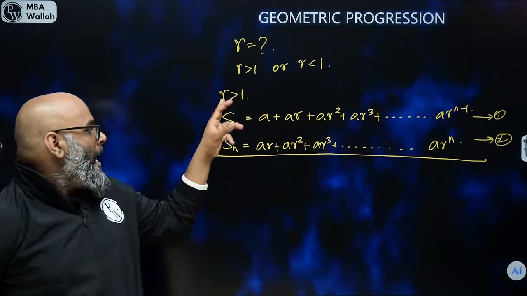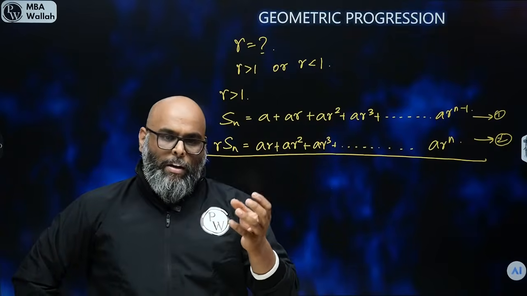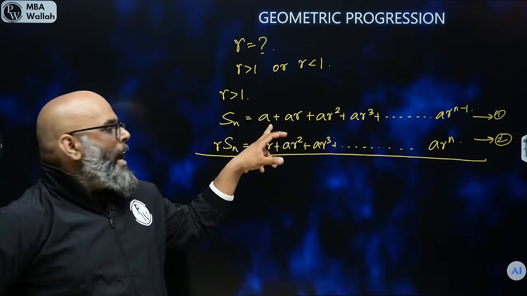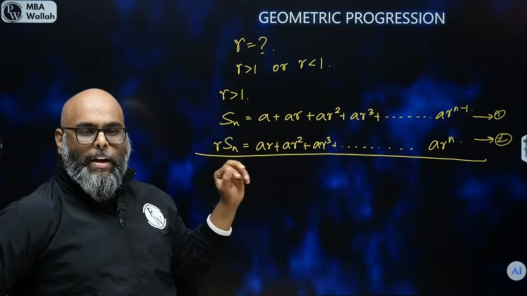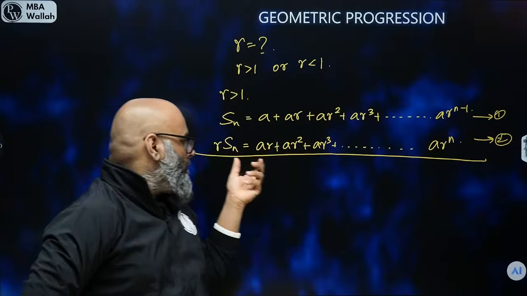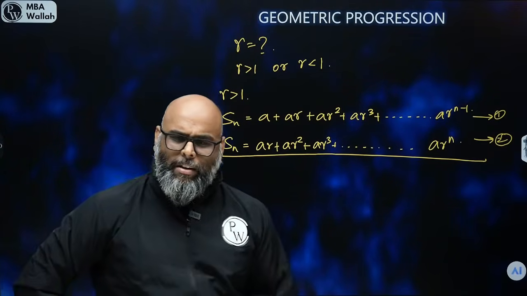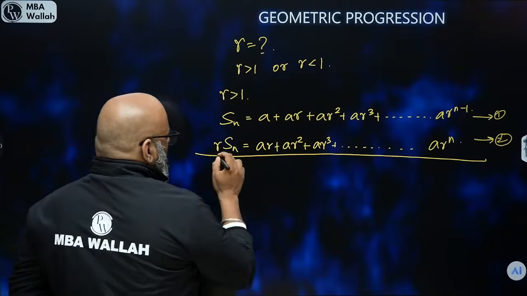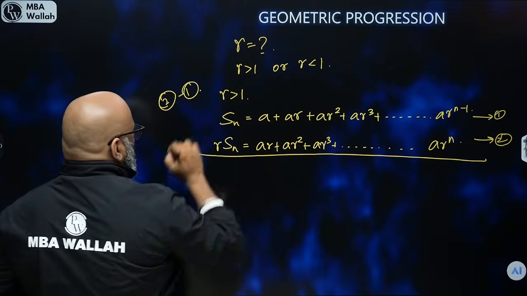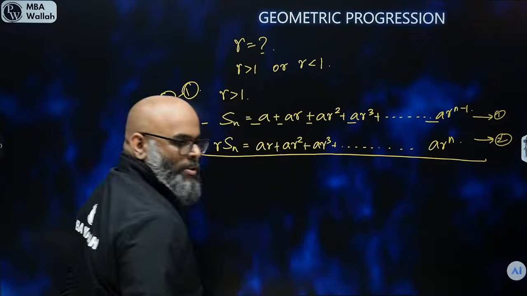Now notice this, R is greater than 1. So if I multiply a number greater than 1, the multiplied number will be larger, right? If this is 2, R is 3, AR will become 6. So this value, equation 2, is larger than equation 1. Can we say that? So I am going to subtract 2 minus 1. So everything will get minus.